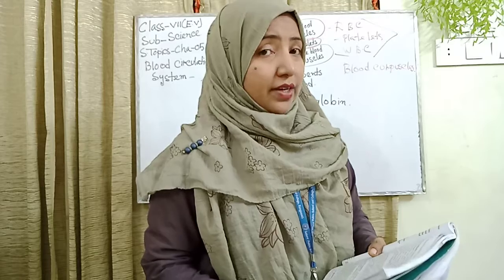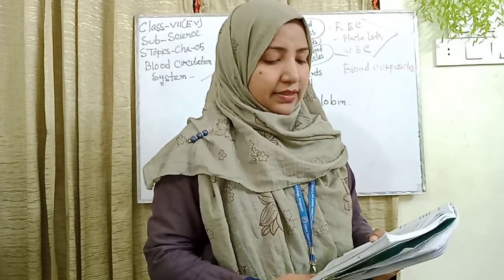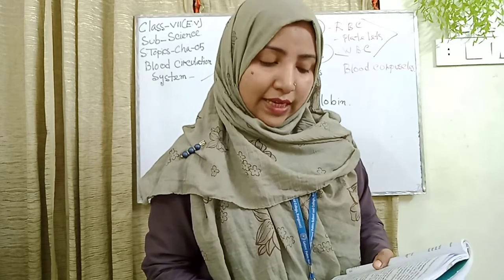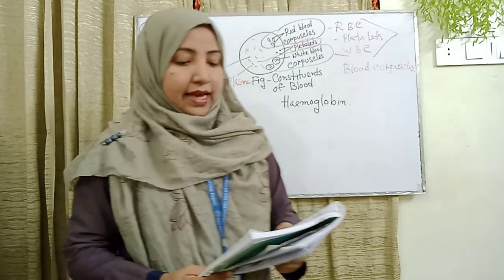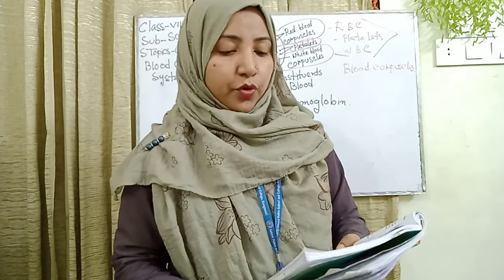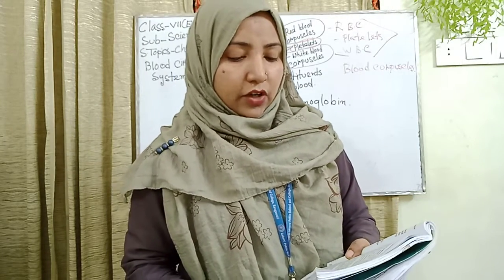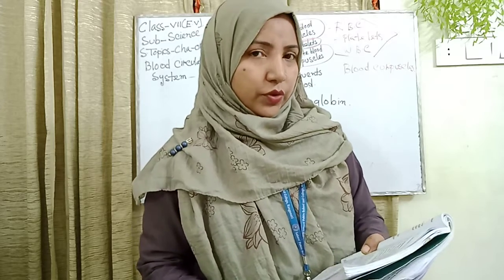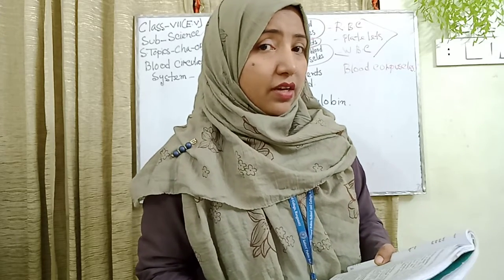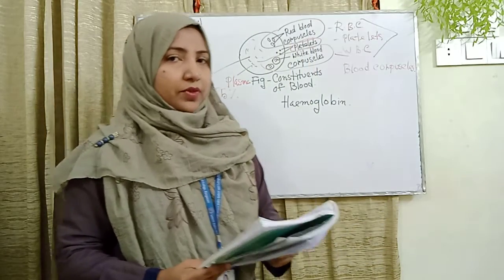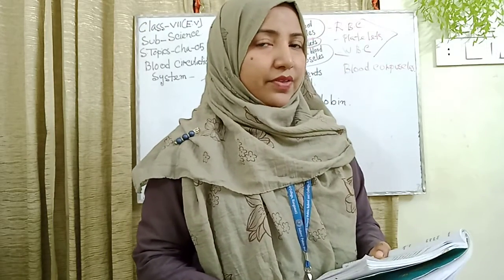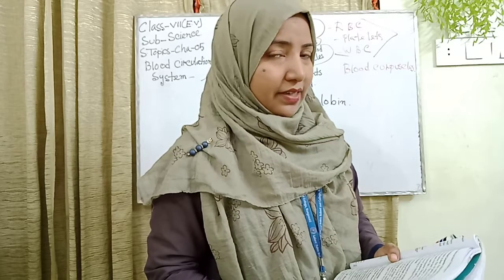RBC has no nucleus and the platelets have no nucleus. They stay in clusters. They are produced in red bone marrow. In case of bleeding from a wound, it helps in clotting of the blood. Now, students, I also explain about the plasma, RBC, WBC and platelets.